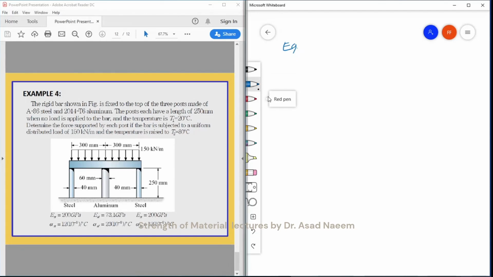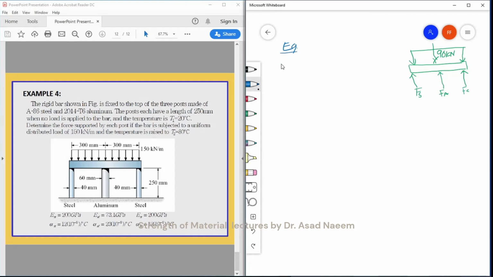Let me first make the free body diagram. This is the bar, and then there is F_S steel, F_A aluminium, and F_S steel. ठीक है, हमारे पास load जो apply हो रहा है, that is basically 150 kilonewton multiplied by 0.6 meters. That will be equal to 90 kilonewtons.